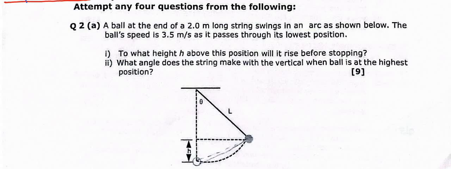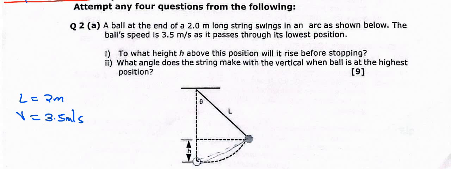Yeah, so let's take note of what we have. The length has been given. L is given to be 2 meters. That's the first thing that you do. The ball speed, the velocity is given. V is equal to 3.5 meters per second. They're saying to what height? So the length we know, the angle we don't.